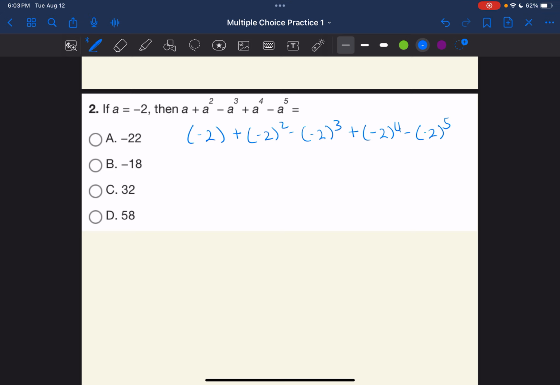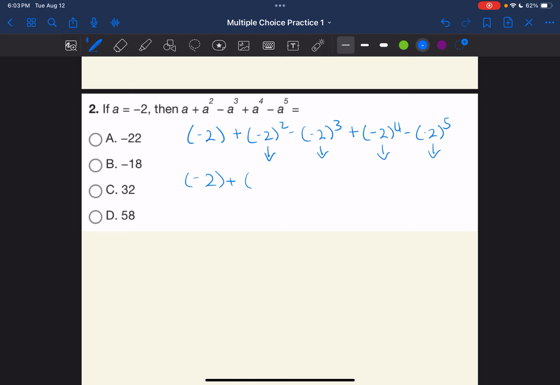And I do believe these ones were non-calculator. 2 should be a simple enough multiplicative number that we can do some quick mental math on. And so to then actually figure out what all of these numbers turn out to be, we have negative 2 plus, we'll still write the parentheses just to differentiate them better.